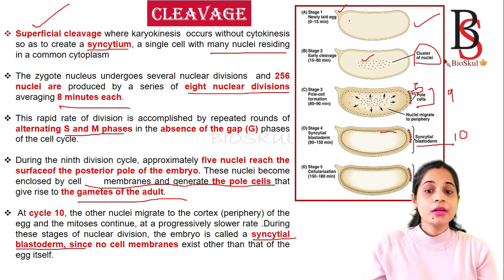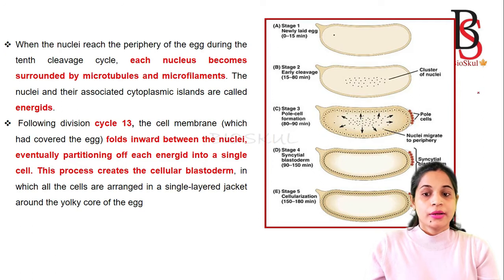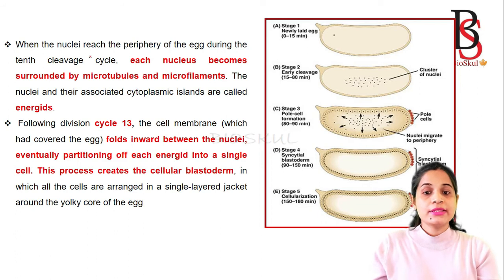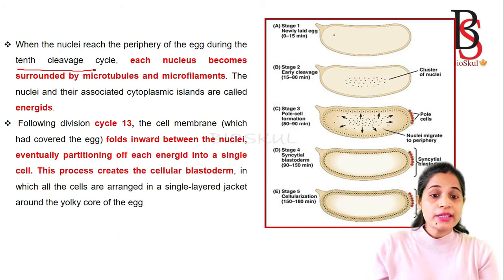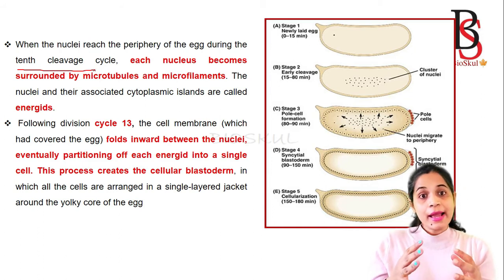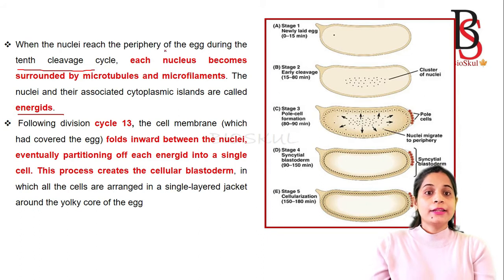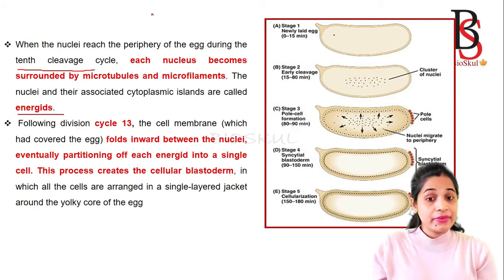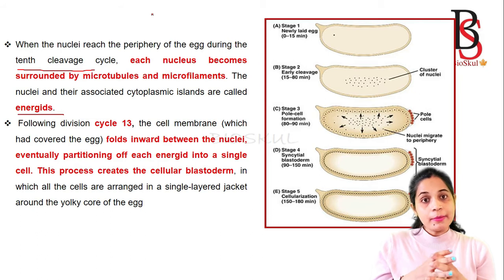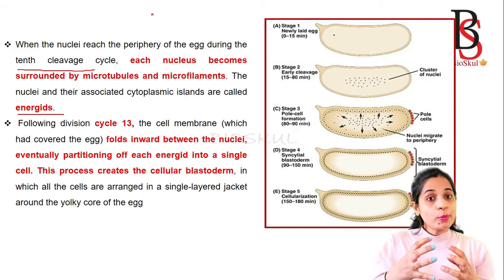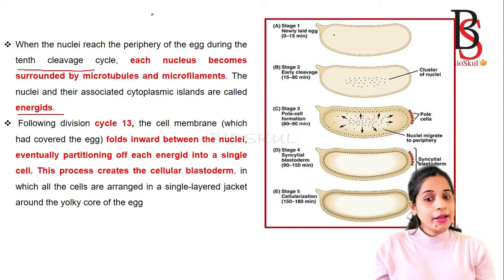Then, when the nuclei reach the periphery of the egg during the 10th cleavage cycle, each nucleus becomes surrounded by microtubules and microfilaments. The nuclei and their associated cytoplasmic islands are known as energids. So the nuclei along with their cytoplasmic islands are known as the energid.